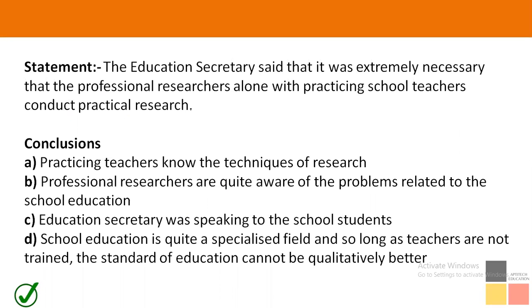Now it's very important to look at the conclusions very carefully. Conclusion A: practicing teachers know the technique of researchers. It's not necessary that the practicing teachers know the techniques of researchers, but what we want to know is it's extremely necessary that professional researchers along with practicing teachers conduct research. So they should be together. They should not just keep on doing things on their own. Not my answer. Next, professional researchers are quite aware of the problems related to school education. Might be possible because school education is not an easy task. Some difficulties might happen.